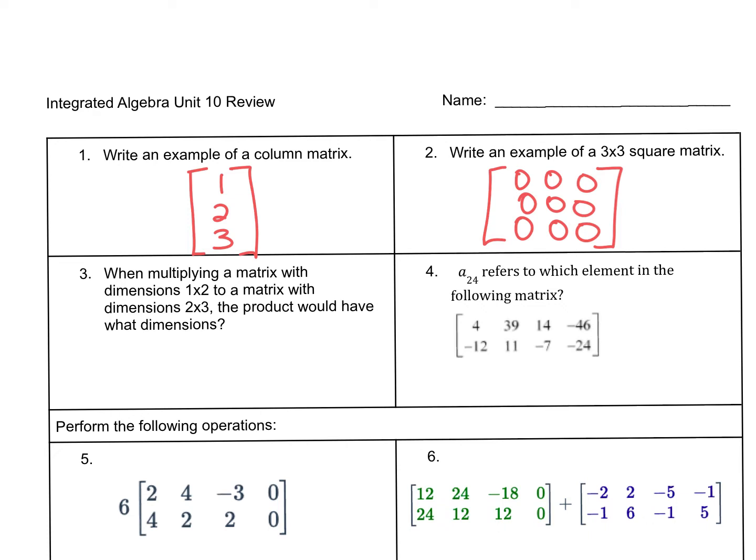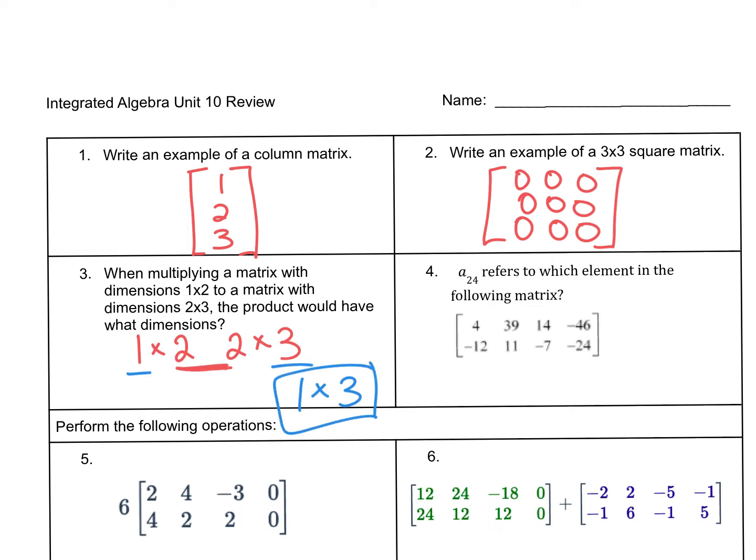Okay, when we are multiplying a matrix with dimensions 1 by 2 to a matrix with dimensions 2 by 3, the product would have what dimensions? 1 by 3. Yep, 1 by 3. So we write them in order like this. We see that these 2's match, which means yes, we can multiply these two. And our resulting matrix is going to be a 1 by 3, the outside numbers.